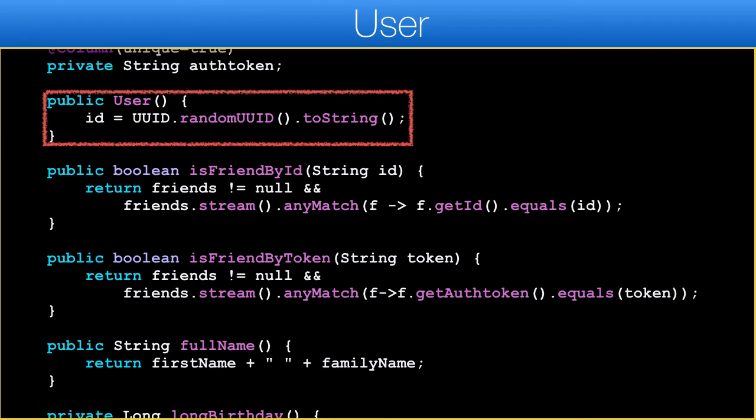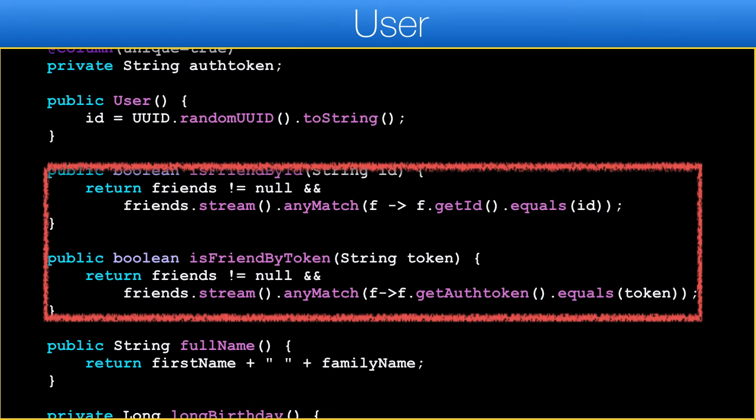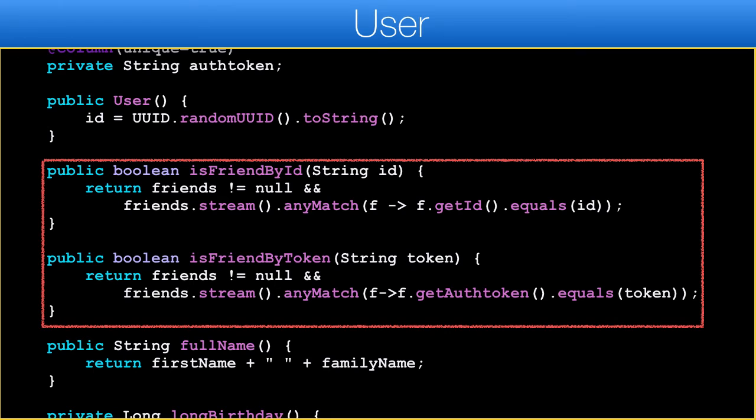We initialize the primary key in the constructor. This will be overridden when loading from database, but makes sure we have a unique ID when saving a new user. These methods check the list of friends to see if a person with the given ID or token is in our friend list. We'll use it later.